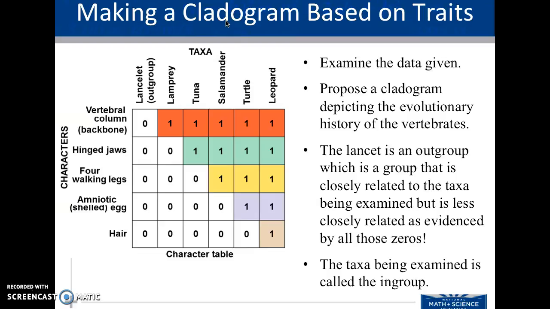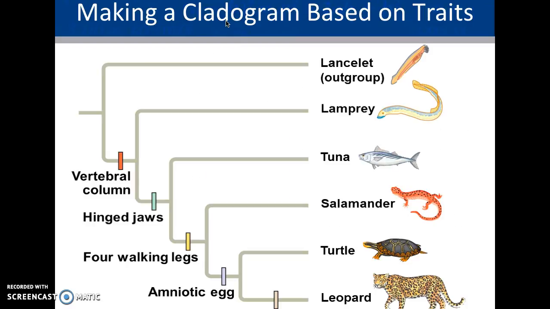Making a cladogram based on traits. We have made this. You've seen a chart just like this with the ones we know that our lancelet is going to be the first species to deviate, whereas a leopard will be the last. Looks like this.